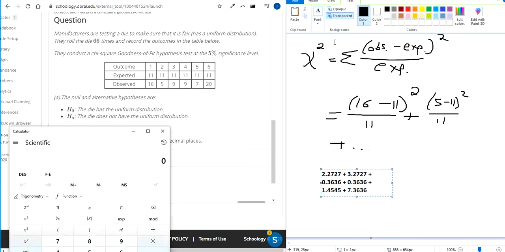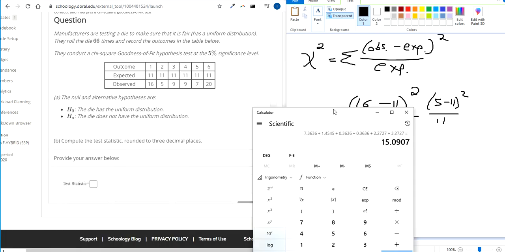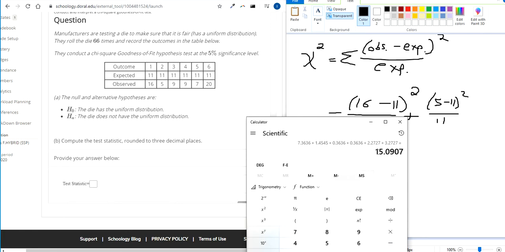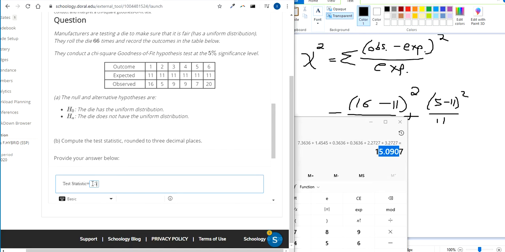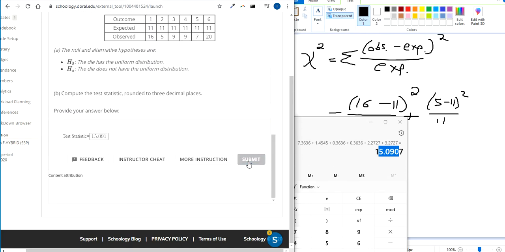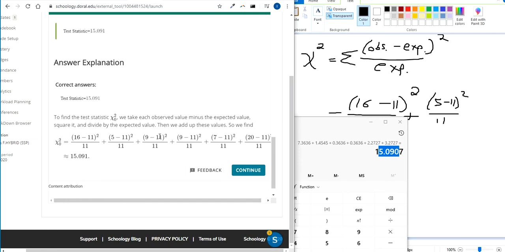Okay, now we're doing the summation part. That's why I put plus symbols. We add them all up. In case you're wondering where these came from, the first 2.2727 was when I did this part in the calculator, the 16 minus 11 squared, then divide by 11. Okay, I did do that kind of quickly. Let's see if we got it. Rounded to 3 decimal places, I got 15.091. And so that's our test statistic.